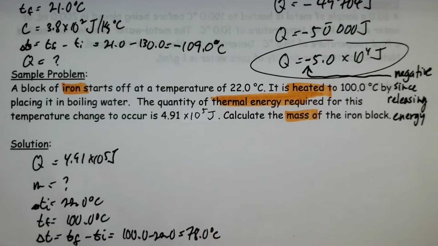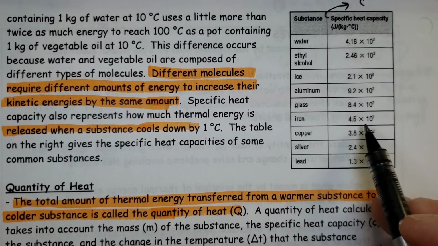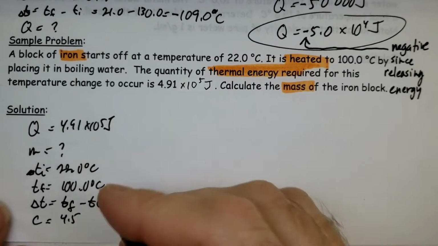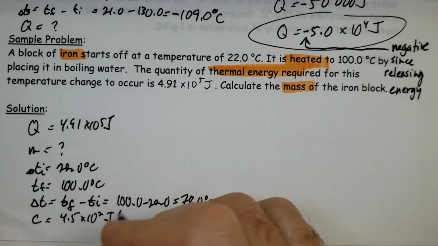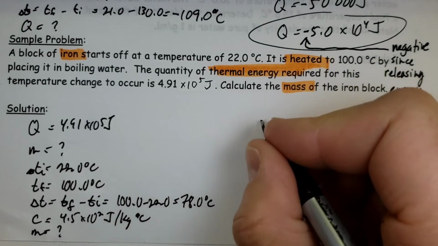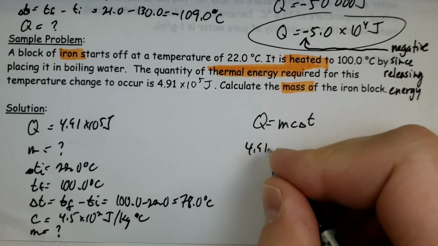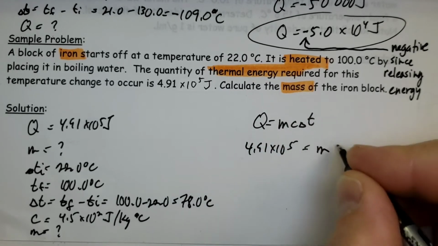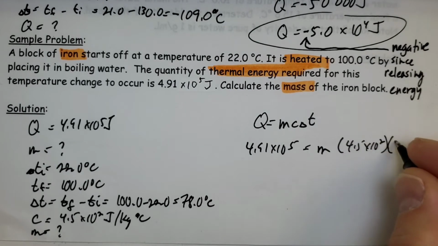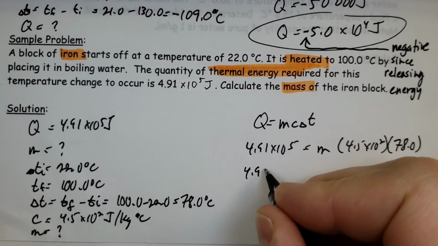C is the specific heat value of iron. We don't have it there, but hopefully it's on this chart. There it is right there, 4.5 times 10 to the 2 joules per kilogram degrees C. And m is what we're looking for, of course. So m c delta T: 4.91 times 10 to the 5 is equal to mass times specific heat times 78.